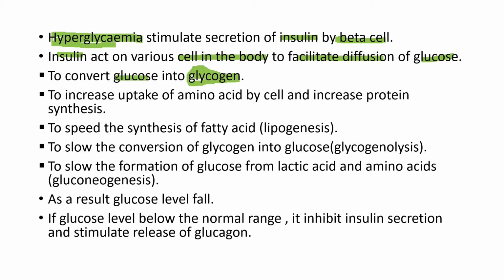Next, it increases the uptake of amino acids and protein synthesis. So the amino acid uptake is increased, the use of amino acids is increased, and the synthesis of protein is increased, because protein synthesis also requires insulin. Remember these lines: in hyperglycemia, amino acid uptake and protein synthesis are increased.